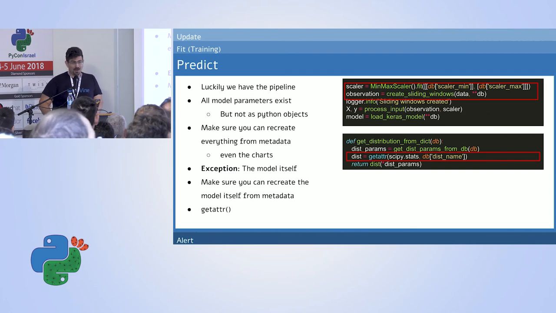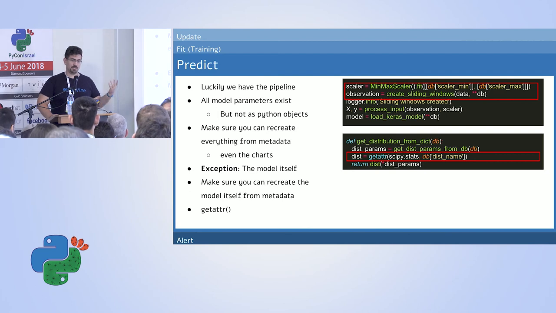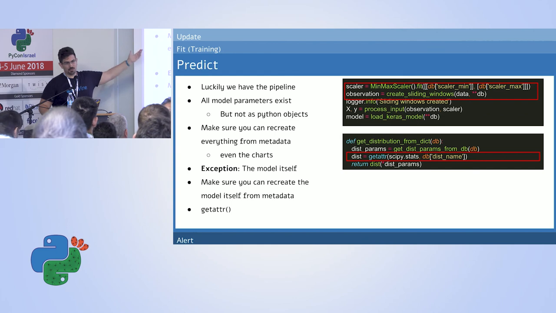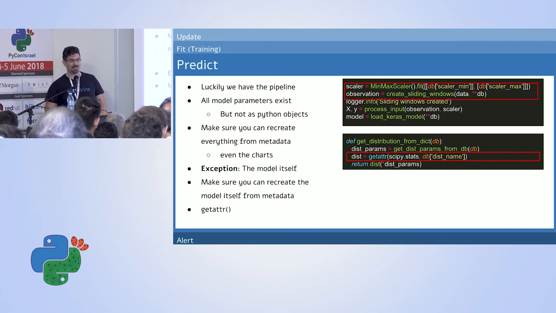Last thing, use Python to your advantage. Get attribute, who's using it? I have information that the distribution that I fitted in this case was a NCT, a non-central T distribution. Well, I can't save a non-central T distribution object into our database, but I can save a string that says NCT. The thing is, SciPy stats doesn't know what the string is, but Python can translate strings into method names. So you can use that.